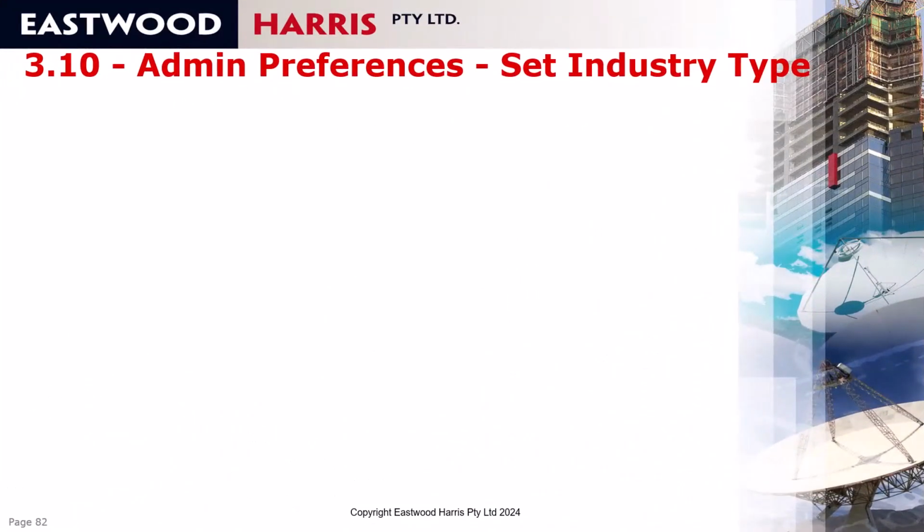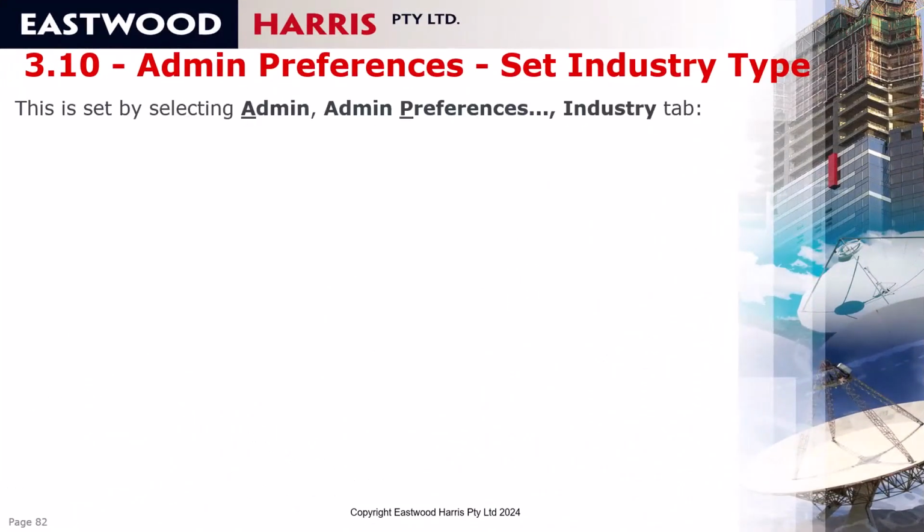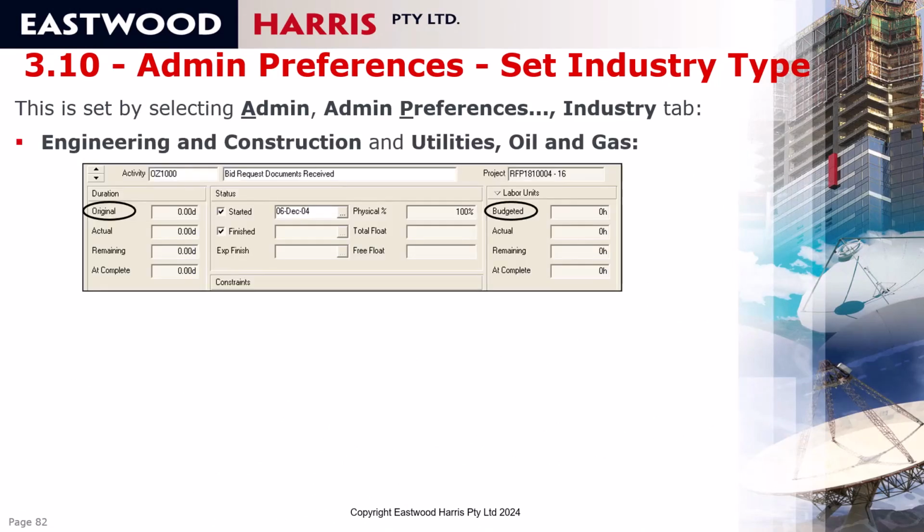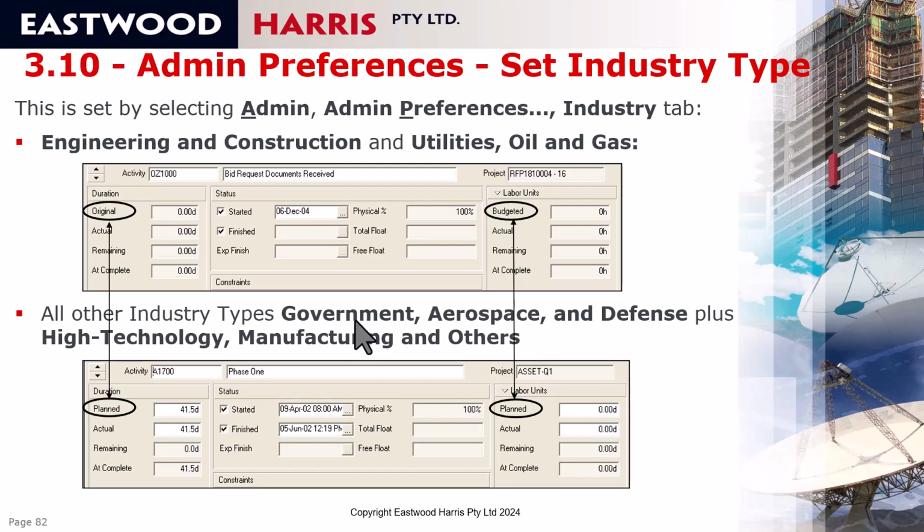Next, I want to talk about Admin Preferences, Set Industry Type. This is set in the Admin Preferences Industry tab, and what you'll find is that if you select Engineering, Construction or Utilities, Oil and Gas, you will have Original and Budgeted, whereas if you select Government, Aerospace and Defence or High Technology, Manufacturing and others, you'll get Planned and Planned. And Planned is what you'll see in the web. You won't see Original and Budgeted in the web.